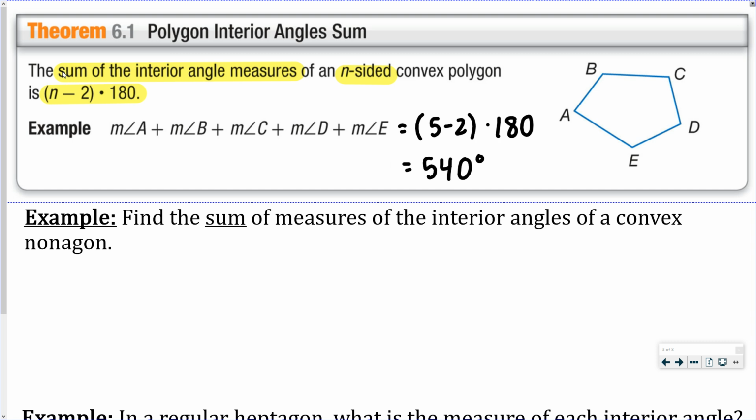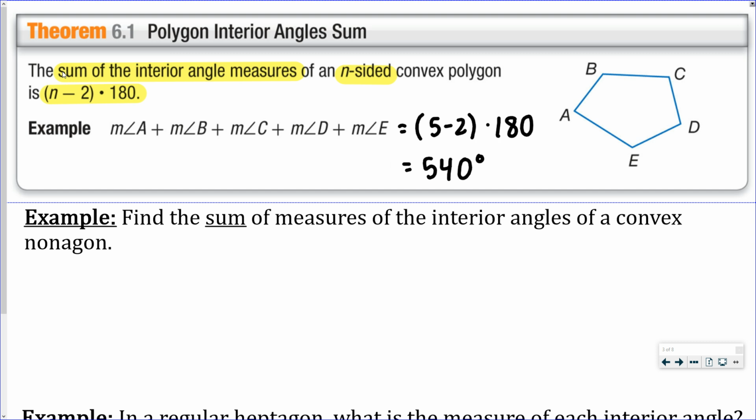So let's go back to that 17-sided polygon that I said. How many times would I actually have to times by 180? 15. Good. 17 minus 2. 15 times 180. Okay. That's really the theorem.